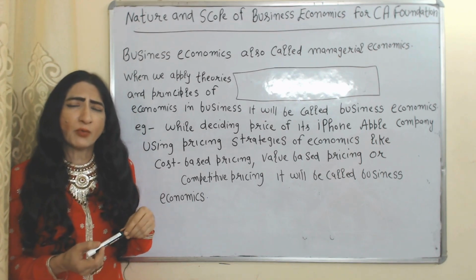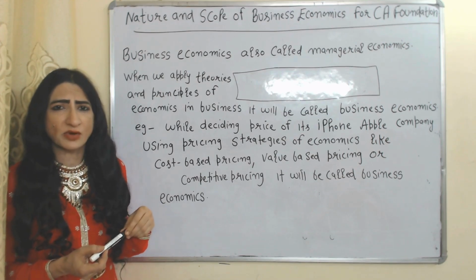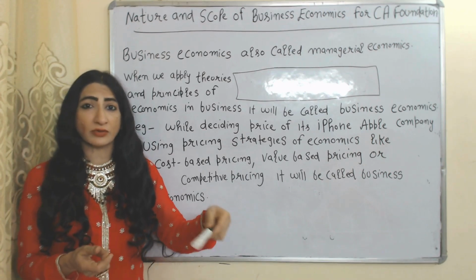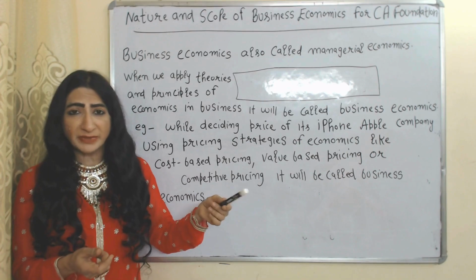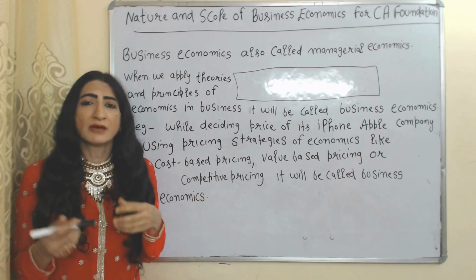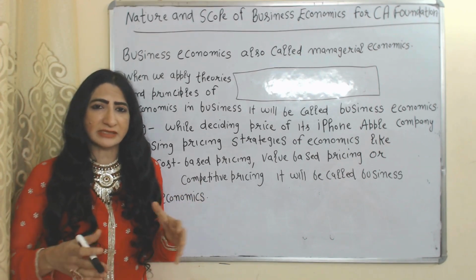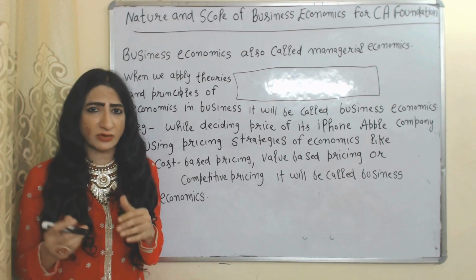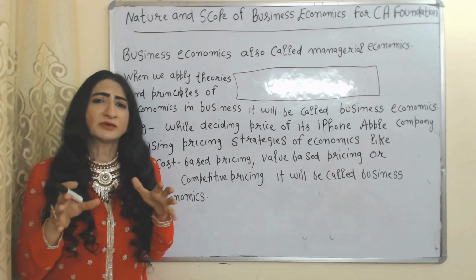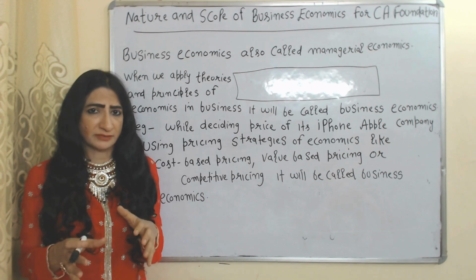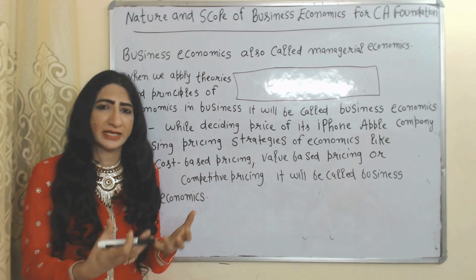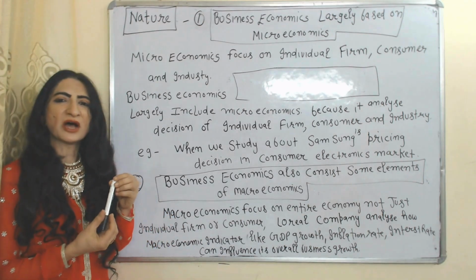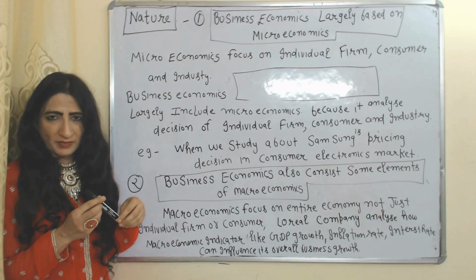For example, while deciding the price of its iPhone, Apple company is taking help from pricing strategies of economics like cost based pricing, value based pricing, or competitive pricing. It will be called business economics, because here we are applying economic principles in business. Now we'll see nature of business economics.